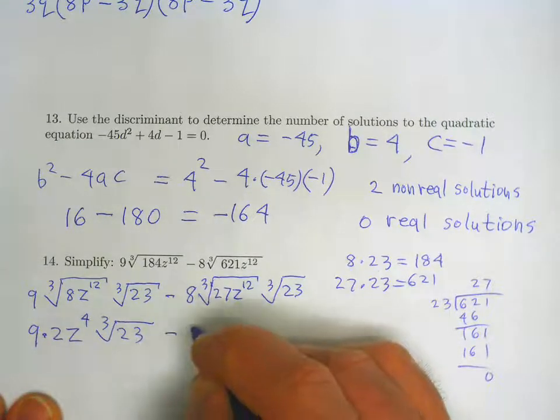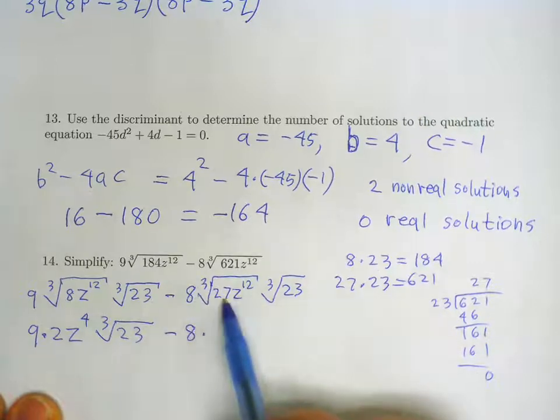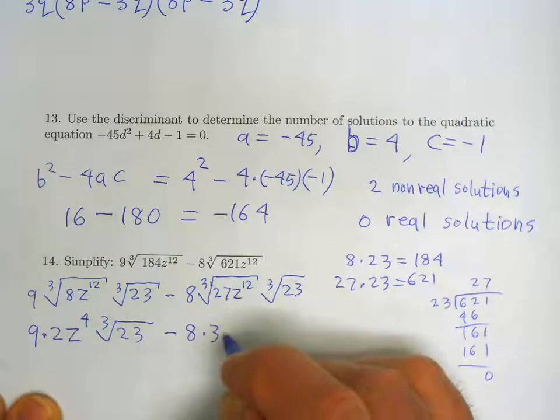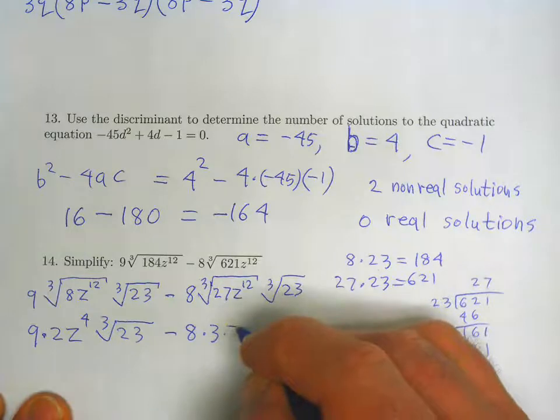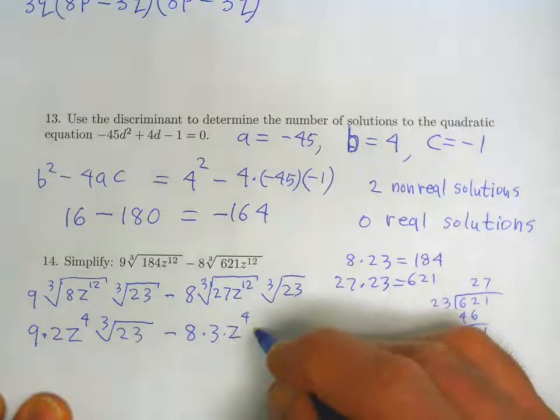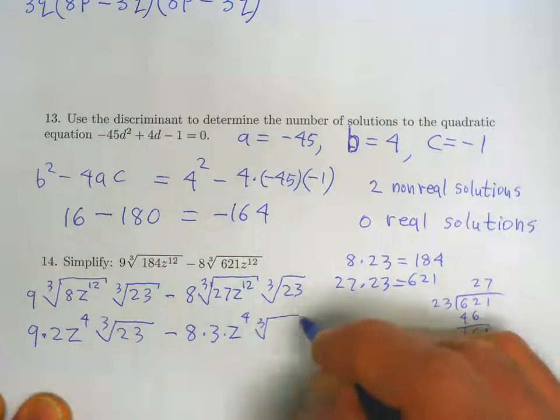And then minus 8 times the cubed root of 27 is 3. The cubed root of z to the 12th is z to the 4th. And then times the cubed root of 23.